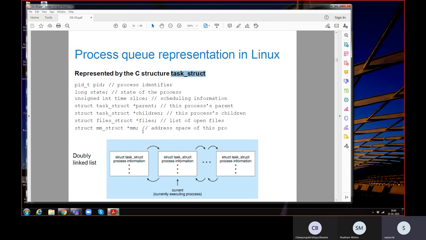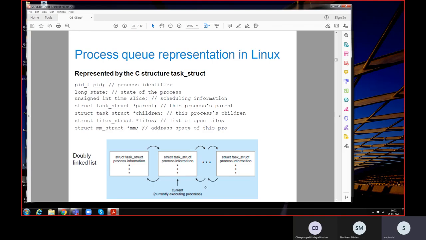Now, when we are talking about things like ready queue, device queue, essentially these are doubly linked lists of this structure. So each node is of this structure type, task struct, and there is a doubly linked list, which I'm sure you have. So you understand how a doubly linked list works. For example, this picture I think tries to show a ready queue. Here it is shown as a doubly linked list. Every node is a PCB. And there is this specific pointer called current, which keeps track of which process is currently running.